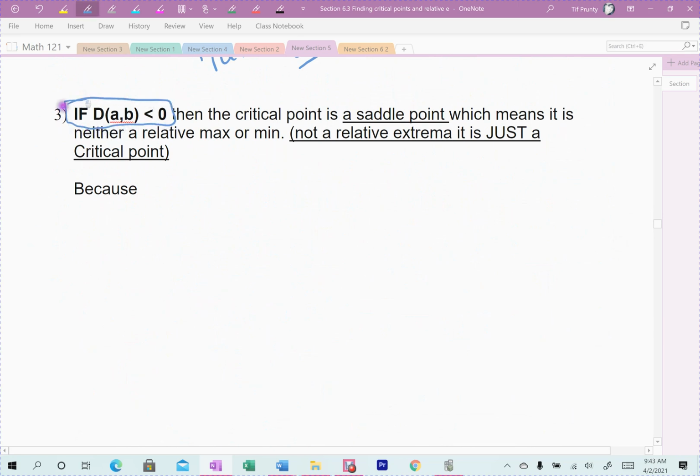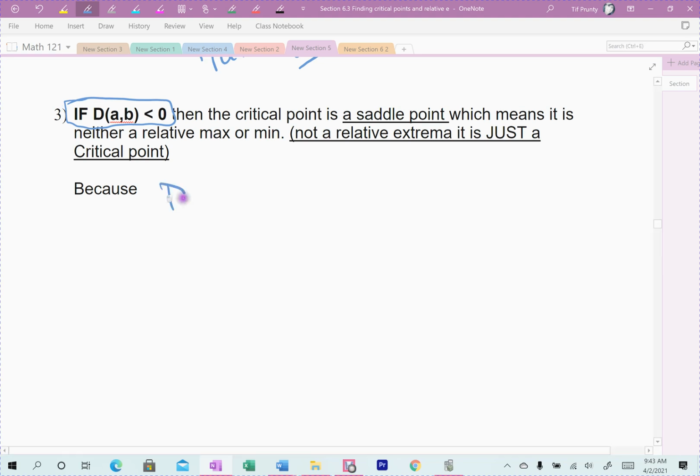So if you plug your critical value into the D formula and it comes out negative, this is actually easier because you're done. You don't have to check anything else. If the D formula comes out negative, we call it a saddle point because that's the shape that comes out. It's not an extreme. It's not a turning point, right? Which means it's neither a max nor a min. It's just a critical value.